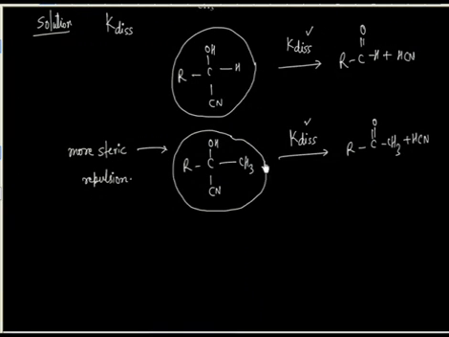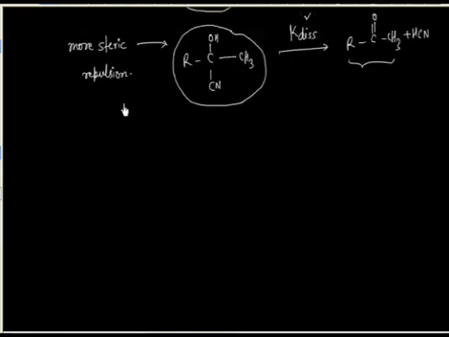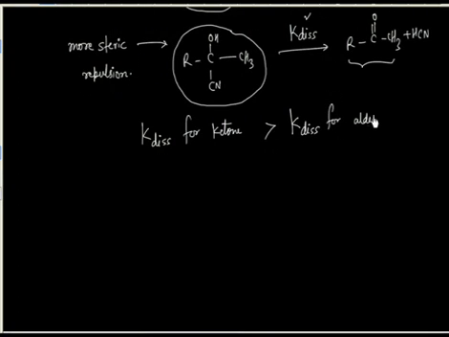So if ketone basically loses HCl molecule, it forms this, and now this molecule has relieved the steric hindrance. Are you getting? So this means it has released more steric hindrance. So this is more stable compared to this. So this means K dissociation for ketone is more than K dissociation of aldehyde due to the steric factor. So now I can say K dissociation for ketone is greater than K dissociation for aldehyde.